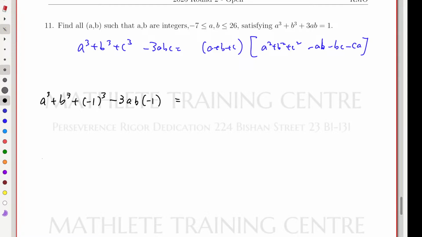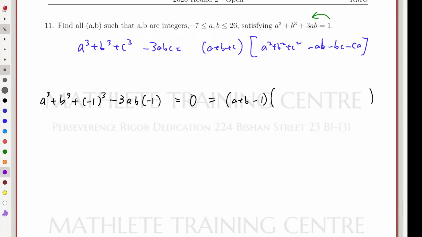What is this going to be? If you take a look at what the question is doing, if you move the 1 over to the left, this is exactly the expression that you can get. So if you move the 1 over to the left, this expression will be equal to 0, which means that 0 is equal to a plus b minus 1 times this bunch.